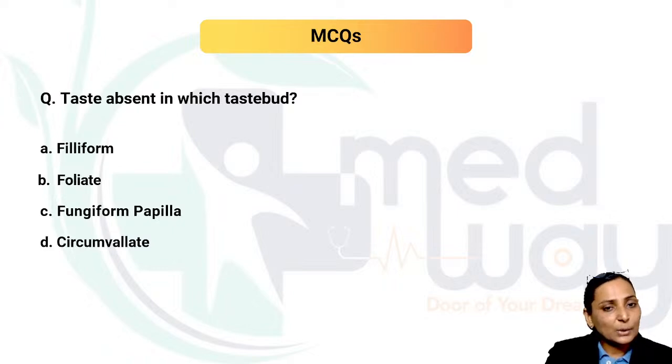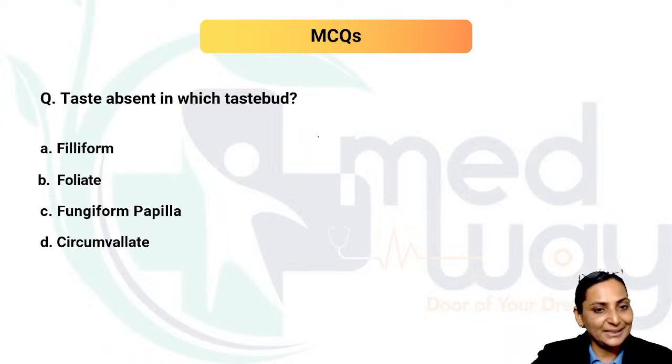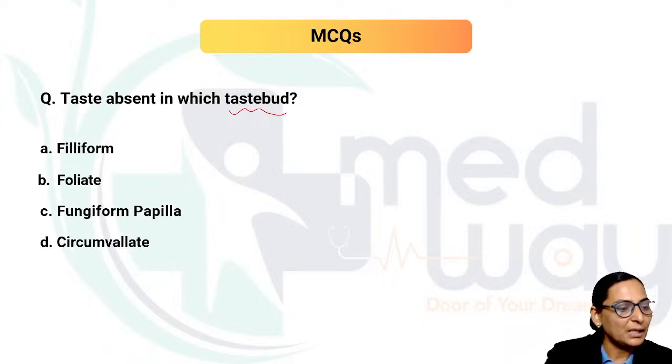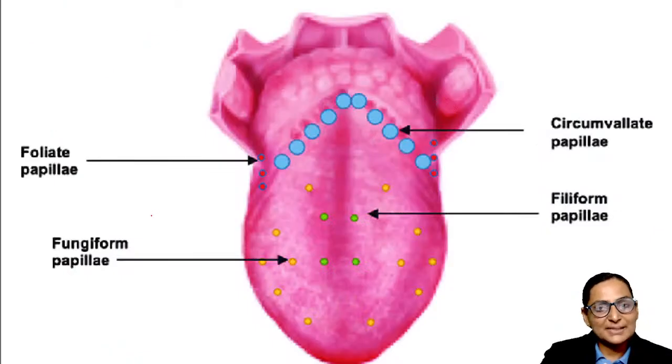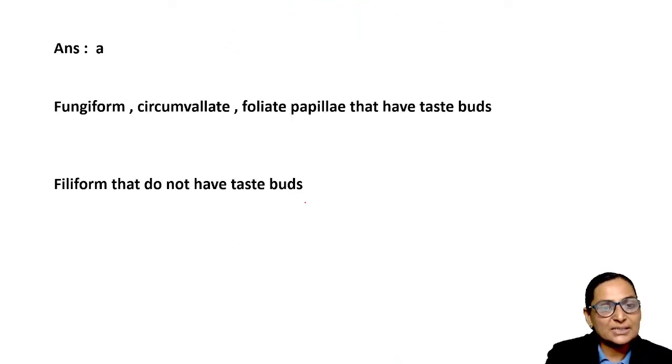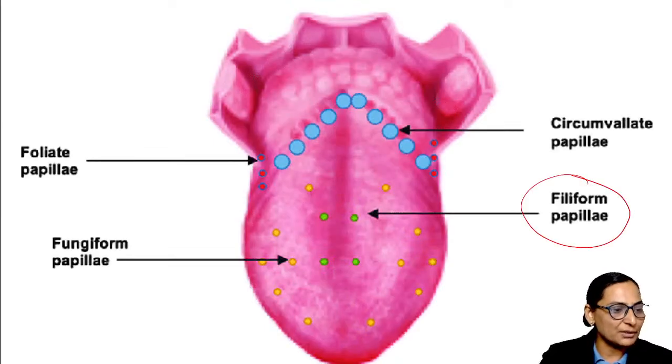Another question that was related to the taste sensation: which of the taste buds is absent in which of the papillae? Options were filiform, foliate, fungiform or circumvallate. So the correct answer is filiform. See, these are the four basic papillae, that is your foliate, fungiform, filiform and circumvallate, out of which the filiform is not supposed to be associated with the taste bud function.